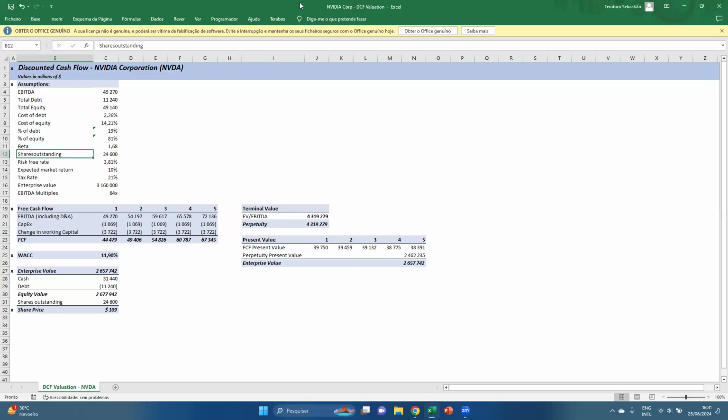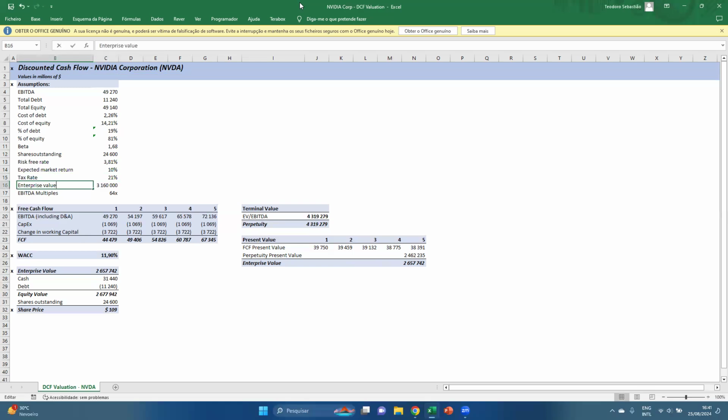Then we have our risk-free rate, that basically is the 10-year treasury for the US. That is normally the value of return that a bond of a country gives yearly. And then we have the expected market return, that is the return that investors are expecting for a given investment. Tax rate, that for the US is 21%.